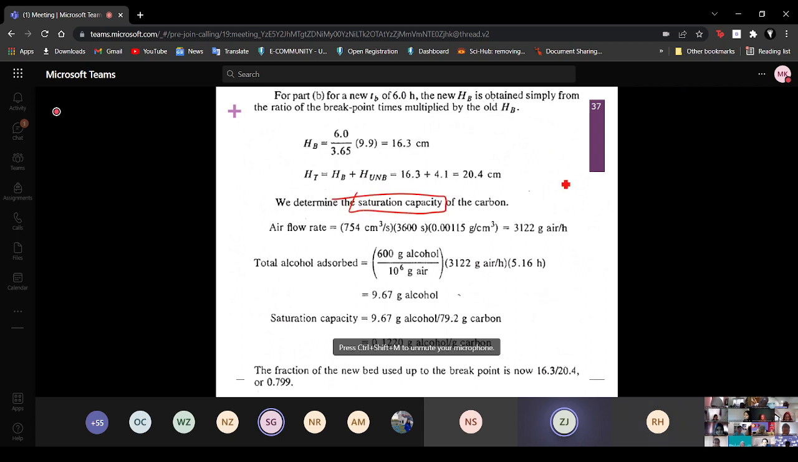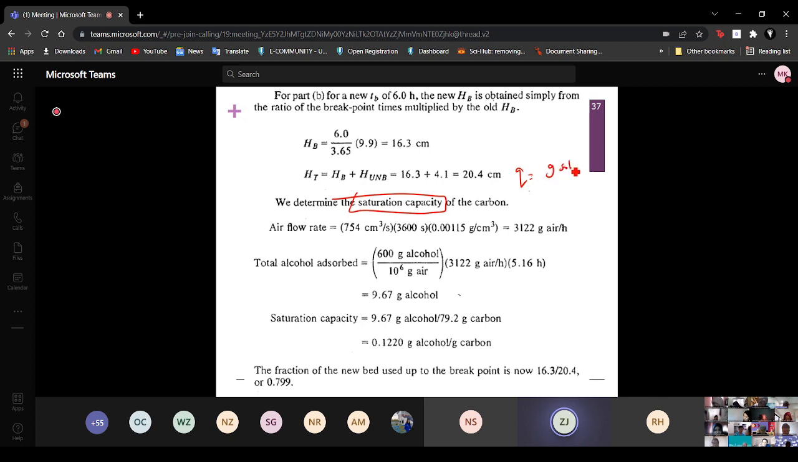Okay, remember that saturation capacity is Q. Okay, macam mana nak buat? Okay, saturation capacity ni dia tak ada specific equation. There is no specific equation. It depends totally on the data that is given. Okay, but finally you need to find Q. What is Q? Kalau dalam case ni adalah gram lah, dia bagi gram.